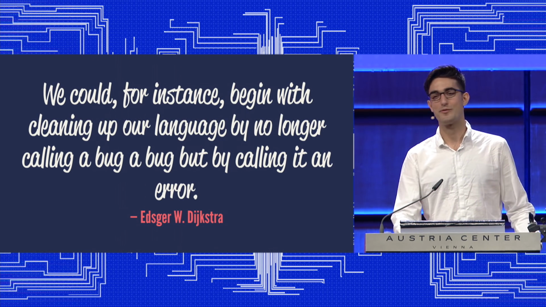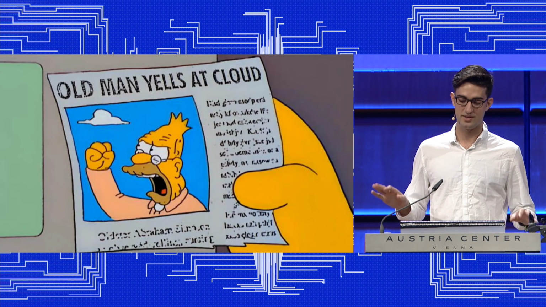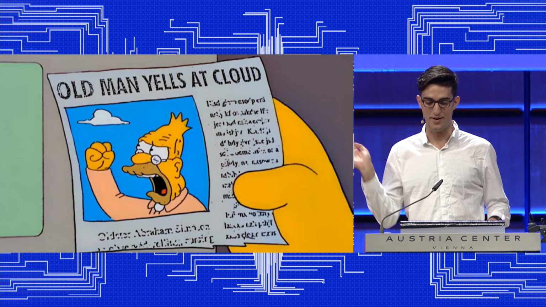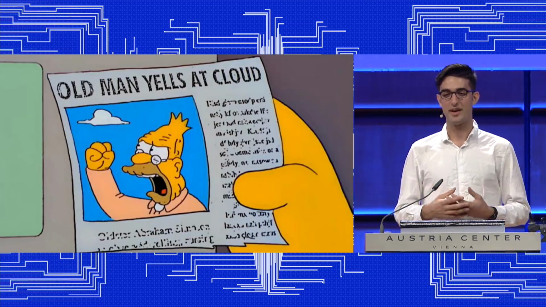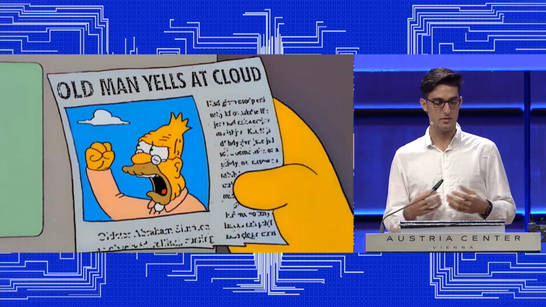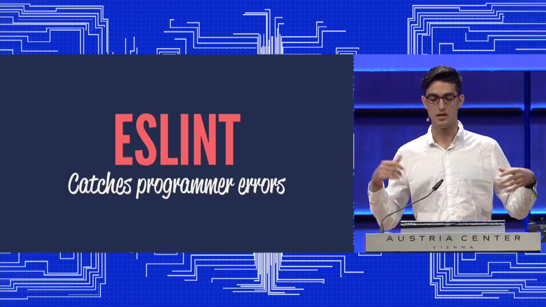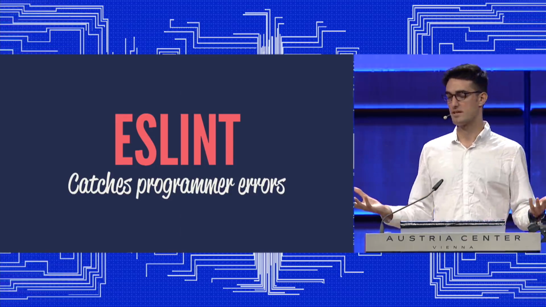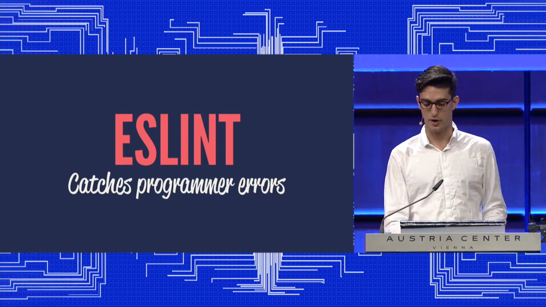So whenever I read or hear Dijkstra, I always think, okay, you're just an old man yelling at a cloud, he's a grumpy person. But I think he's actually right about the terminology confusion, and that thinking about it in this way is useful. So back to ESLint. What is the point of a linter? What is the point of ESLint? The point is obviously to catch programmer errors, what we used to call bugs. I'm going to refer to them as programmer errors going forward.